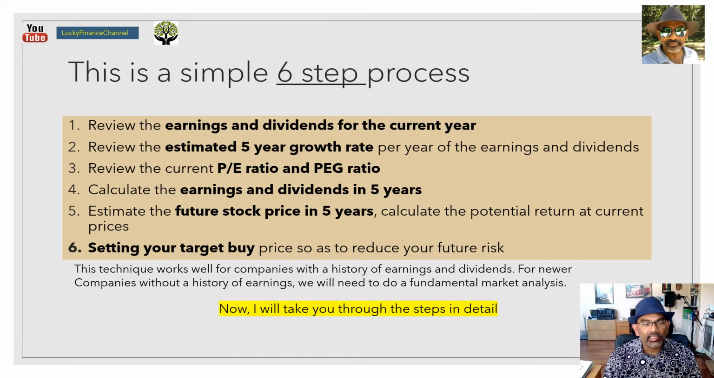Normally, setting a value for a stock and a buy target price is a simple 6-step process. I have another video that you can take a look at for Apple, where we reviewed the earnings and dividends for the current year and the 5-year growth rates. We look at the PE ratios and the PEG ratios, and then we calculate the earnings and the dividends 5 years from now, and we use that to estimate the future stock price. Usually that works well when you have a company that has a history of earnings and dividends.